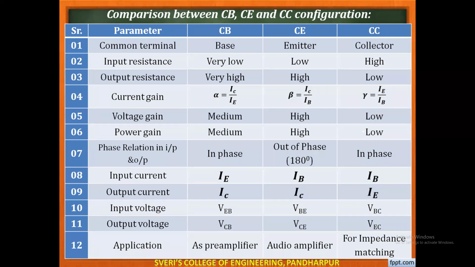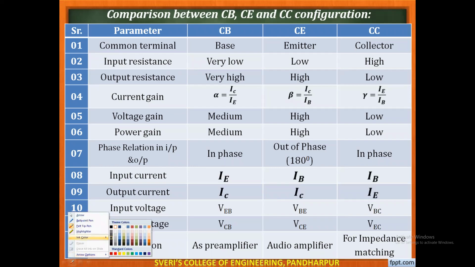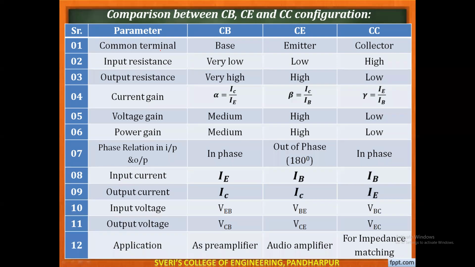Okay. So now see, here I just prepared one comparison of common base, common emitter, and the last one, the common collector configuration. First comparison point is the common terminal. In common base, it is the base; then emitter; and then collector. And now see the input resistance and output resistance.